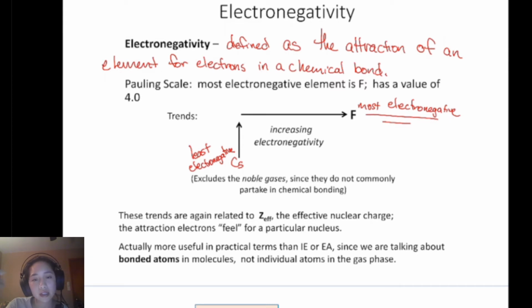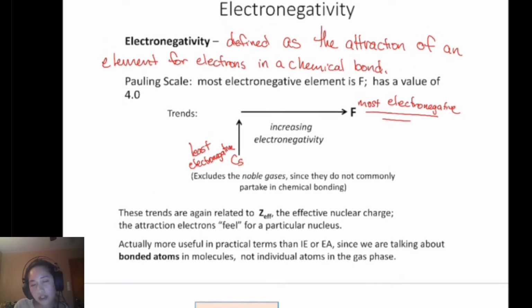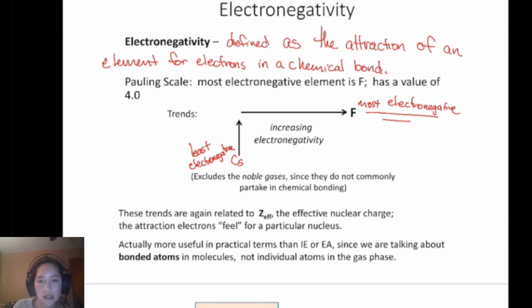So this trend relates to the Z effective that we already talked about, effective nuclear charge. It's the attraction the electrons feel with that nucleus, depending on where that electron is. And we use electronegativity a lot when talking about reactivity and chemical bonds, and it's much more practical to talk about atoms in terms of electronegativity than in terms of ionization energy or electron affinity.